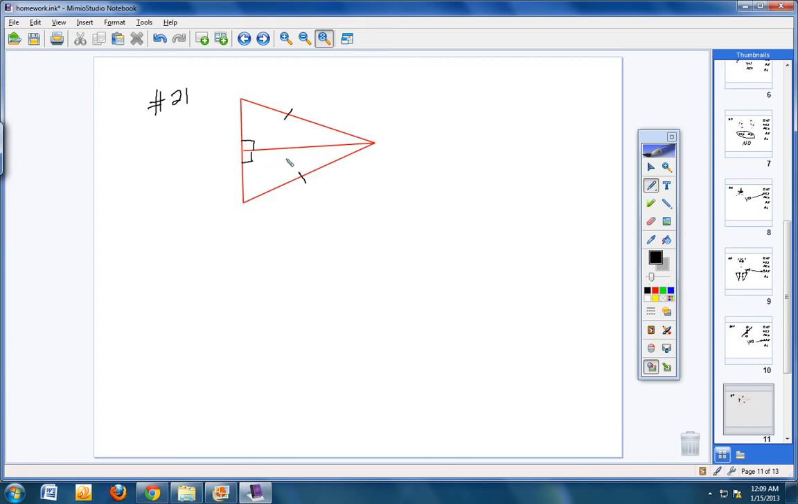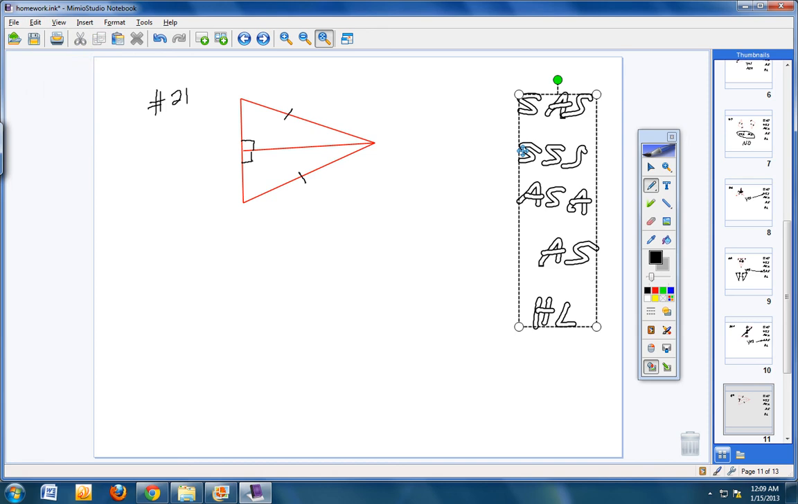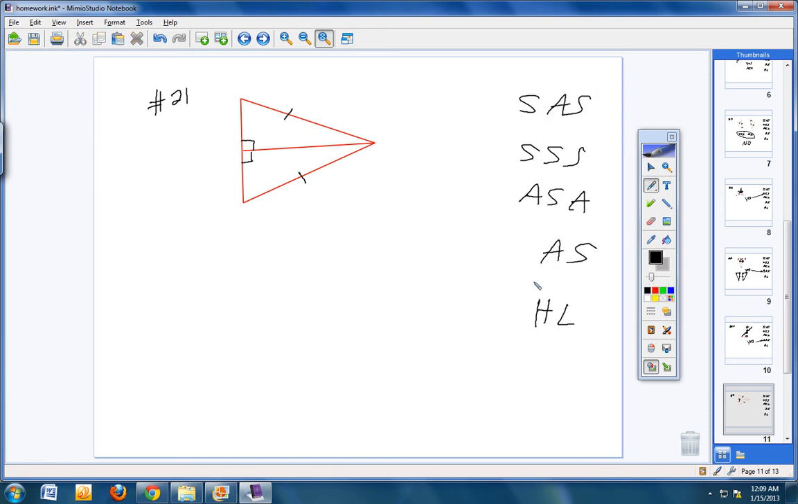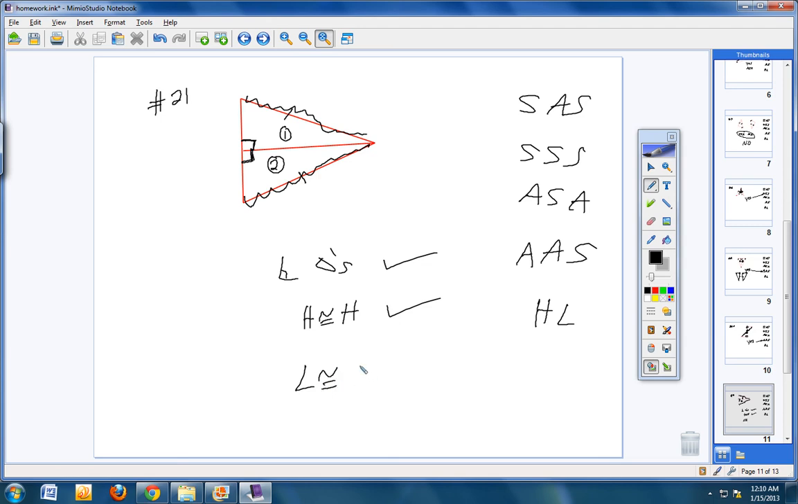All right, now I think we're going to use HL on this one, I believe. Notice triangle number 1 is a right triangle. Triangle number 2 is a right triangle. And do you see this right angle right here? Is not this the hypotenuse? Sure it is. See this right angle right here? Is that not the hypotenuse right here? So do we have right triangles? Check. Do we have a hypotenuse congruent to a hypotenuse? Check.